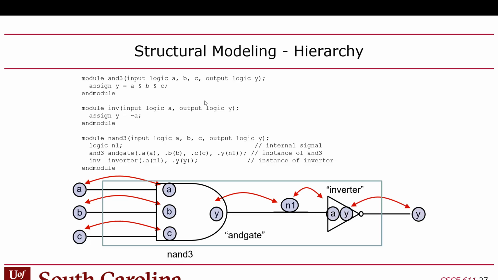So N1 is the name. And then for the inverter, I put N1, connect it to A, and then I connect Y on the inverter to the Y on the global output for the NAND, right? So basically, instancing these creates the structure, and the port maps are what actually hook all the signals in, right?